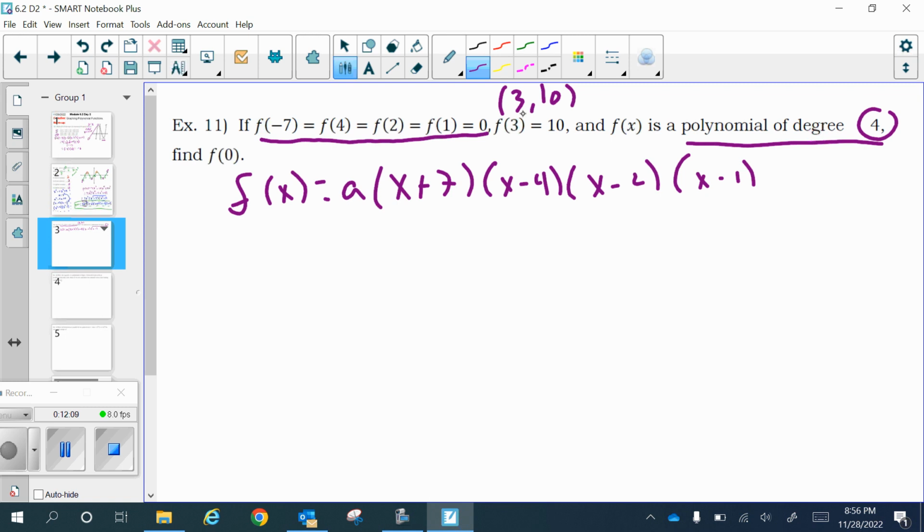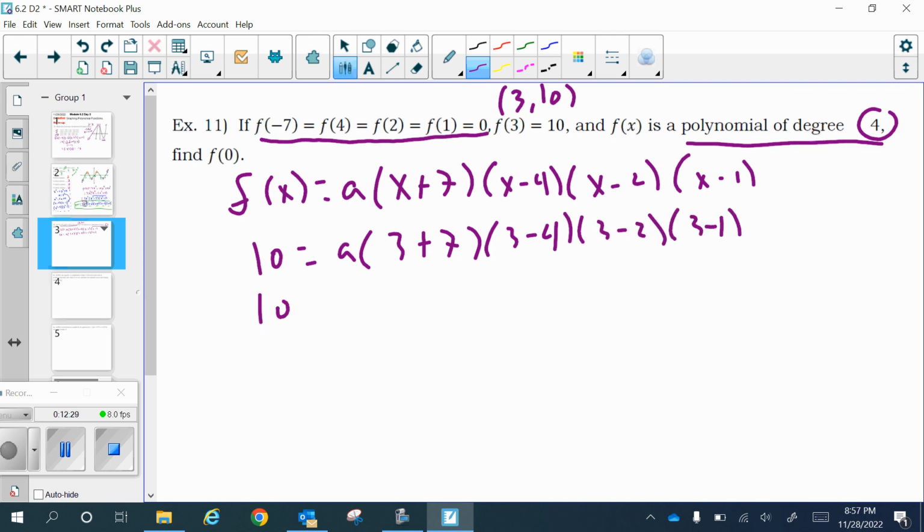And now I can use this point that I'm given, the (3, 10). I can plug that in to solve for a. So I need to know what my leading coefficient actually is so I can solve for f of 0. So when y is 10, I get 10 equals a times my x value of 3 plus 7, then 3 minus 4, 3 minus 2, then 3 minus 1. So 10 equals a times 10. 3 minus 4 is negative 1. 3 minus 2 is positive 1. And 3 minus 1 is 2.